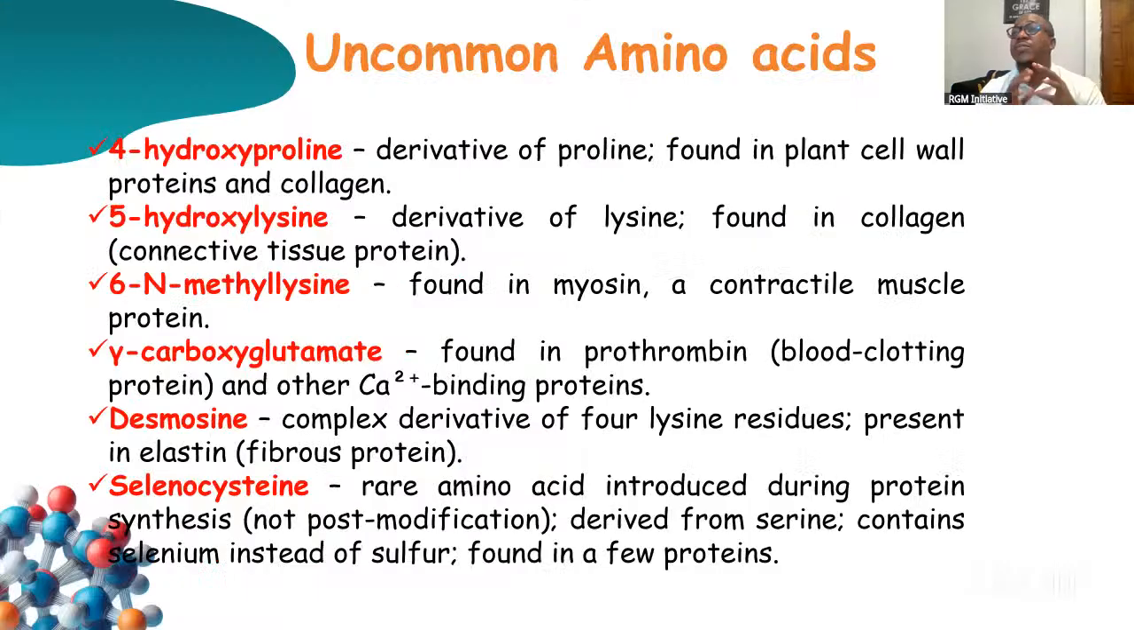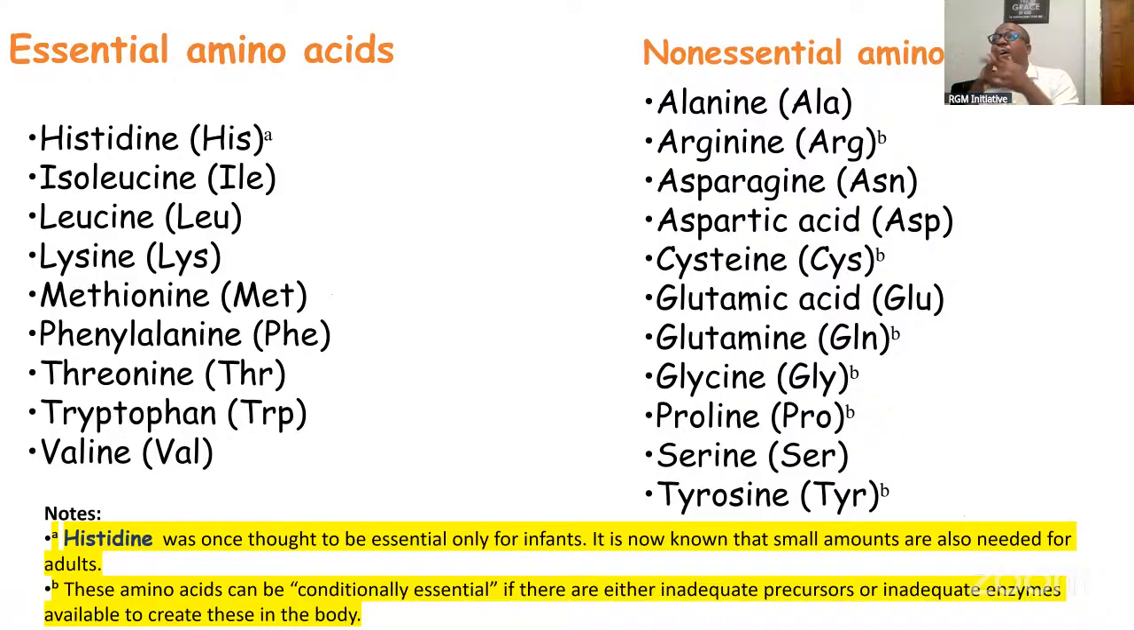So these are essential and non-essential amino acids. If your diet is mainly composed of non-essential amino acids, it means that you're not feeding well. So somebody might be eating, but might not be eating very well.